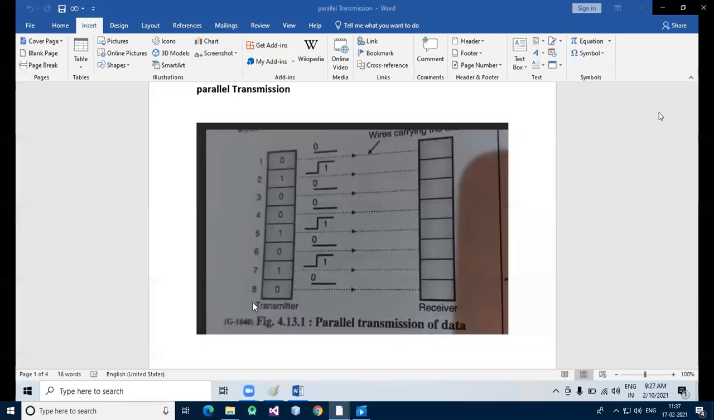So here serial transmission will require n number of clock cycles. Due to this, clock frequency can be kept low without affecting the speed of operation. In serial transmission, the clock frequency has to be high.